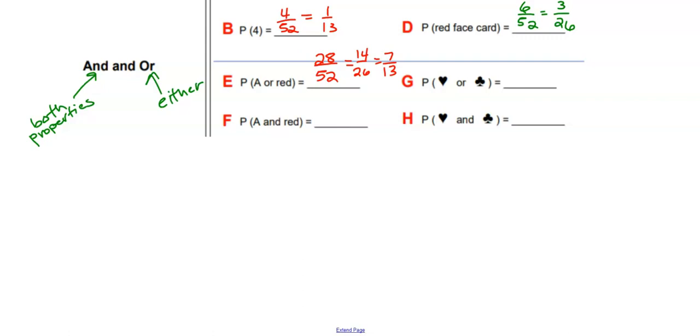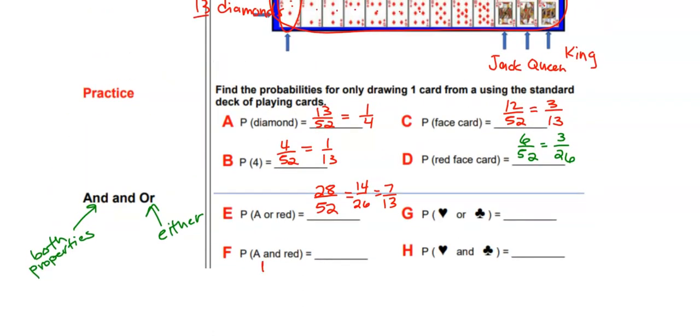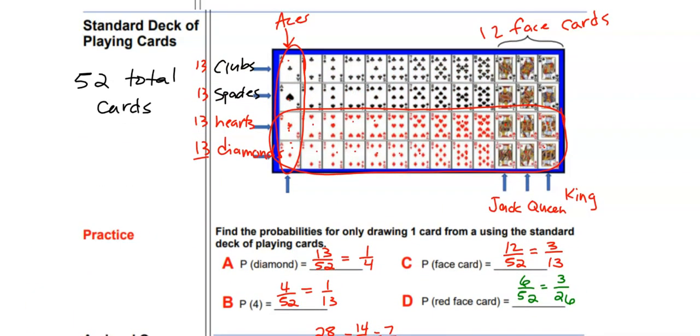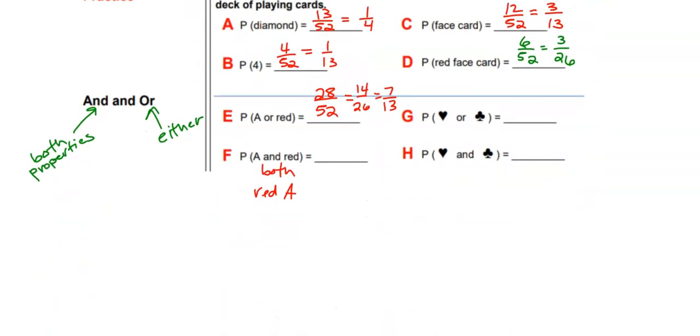Okay. Now we're going to go to an and problem. So ace and red. That means it has to be both an ace and a red. So in other words, a red ace is what we're looking for. So if we go back here, that's actually just that overlap. That's that one that we counted twice. There are 2 of them. There's the ace of hearts and the ace of diamonds. So there would be 2 out of 52, which is 1 out of 26.